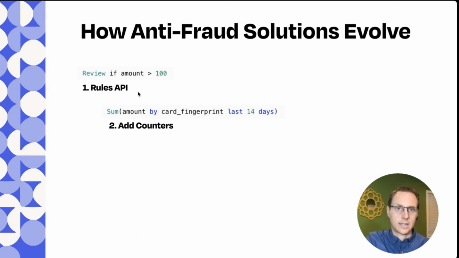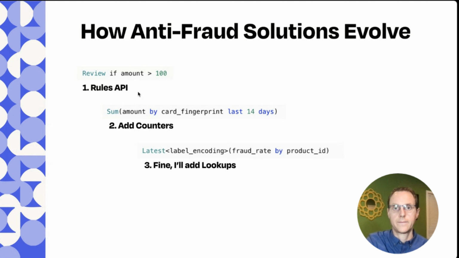So typically the next thing is, well, those stateless transformations aren't good enough. So I need to add some kind of stateful transformation to be able to do better than that, to achieve more accuracy, right? So to add counters, velocities, things like I want to know the sum of the amount by this particular payment over the last 14 days, for example. And what I'm showing you here in these examples is code from the DSL that we've developed for our platform, just to make things concrete throughout the talk.